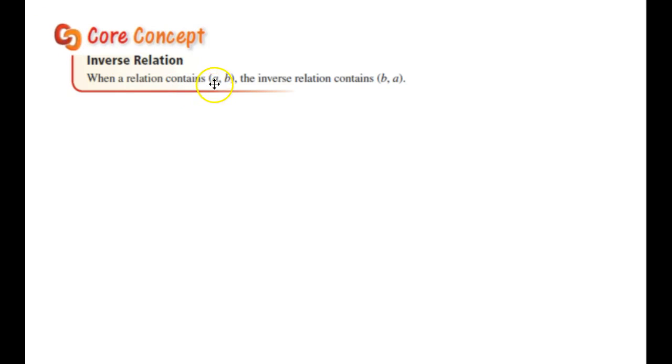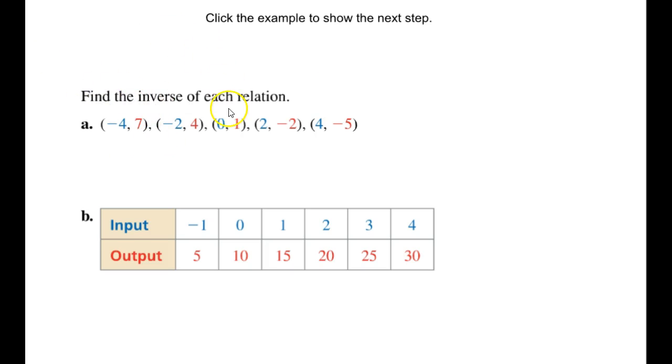So when a relation contains a comma b, the inverse is b comma a. So I just flip my domain and range, or my x and y. So here's our first example. We have to find the inverse of each relation.